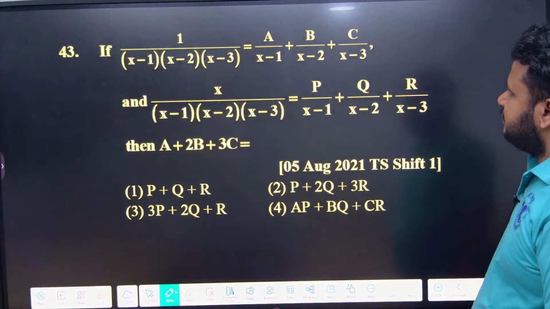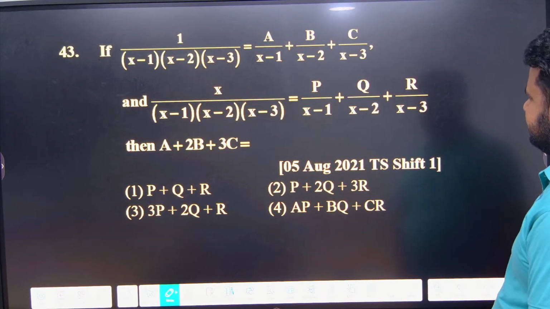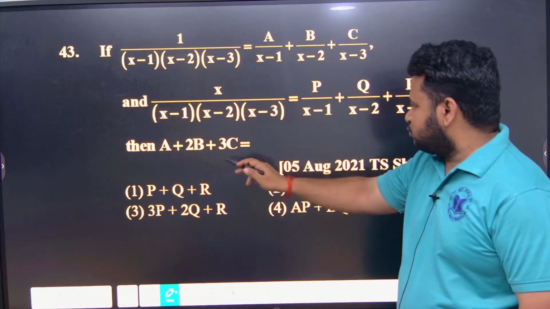So see here, they have given if 1 by (x minus 1)(x minus 2)(x minus 3) is equal to A by (x minus 1) plus B by (x minus 2) plus C by (x minus 3), this partial fraction is given like this, then they are asking A plus 2B plus C is equal to what?